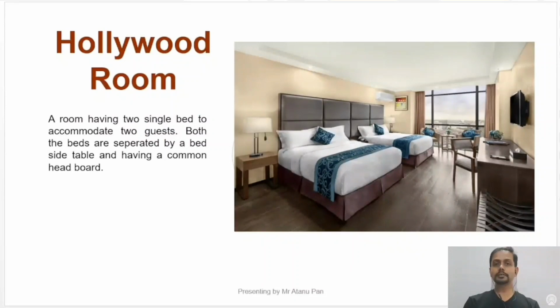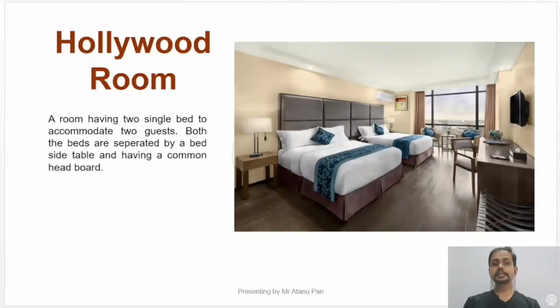Now here comes another type of room which is called a Hollywood twin room, or Hollywood room. So what are the features of this kind of room? You can consider it on the picture. Here you can see a room having two single beds to accommodate two guests, same as twin bedded rooms, and both the beds are separated by a bedside table and having a common headboard.